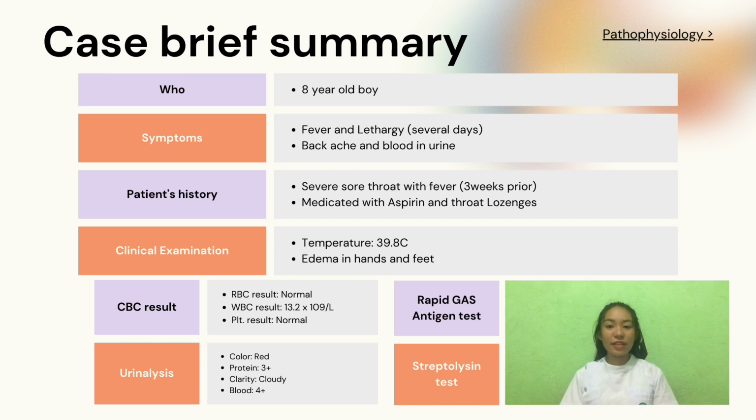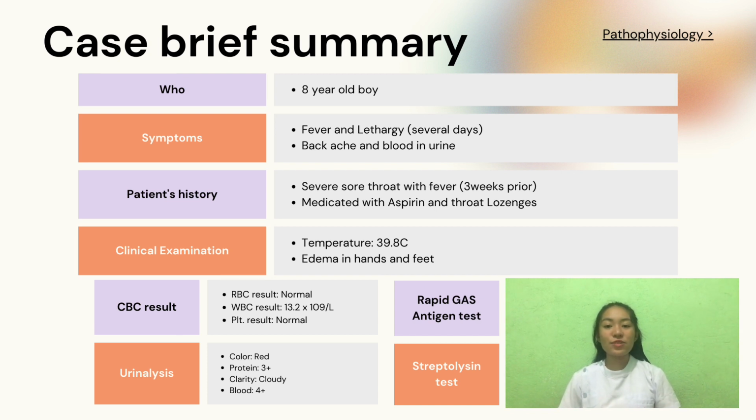For the clinical examination, his temperature is 39.8 degrees Celsius. There is edema in the hands and feet. For the CBC results, the RBC and platelet have normal values. However, the WBC is 13.2 times 10 raised to 9 per liter, which is above the normal values. Now let us proceed with the urinalysis results. The color is red, the protein is 3+, clarity is cloudy, while the blood is 4+.